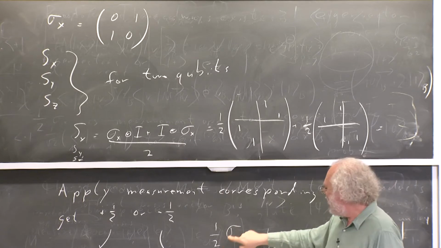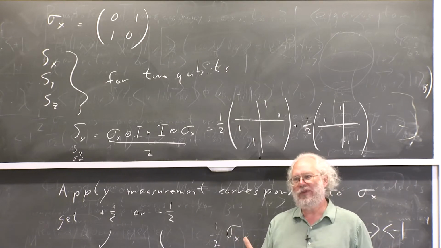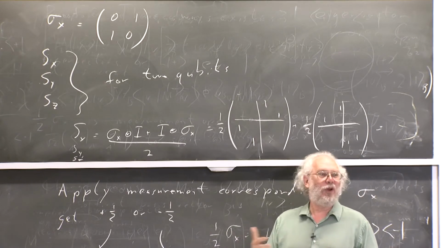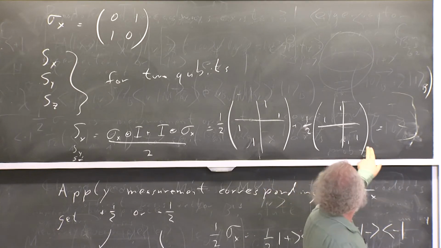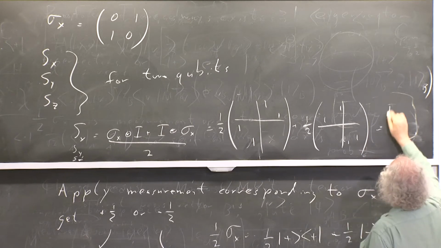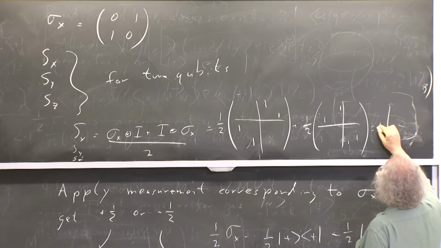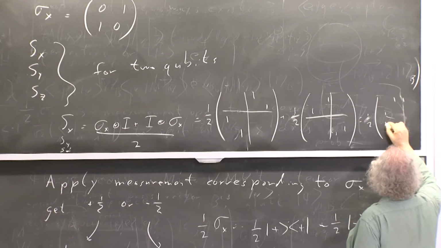The observable for spin was 1/2 sigma x because spin 1/2 particles have either 1/2 pointing down or 1/2 pointing up. So that is equal to 1/2, 1, 1, 1, 1.